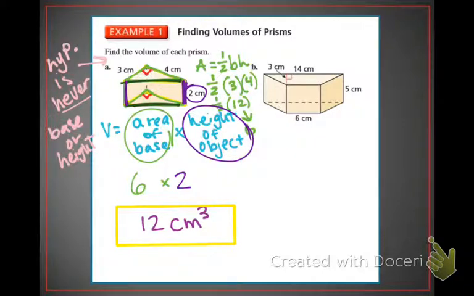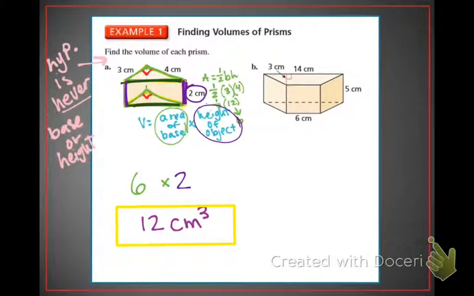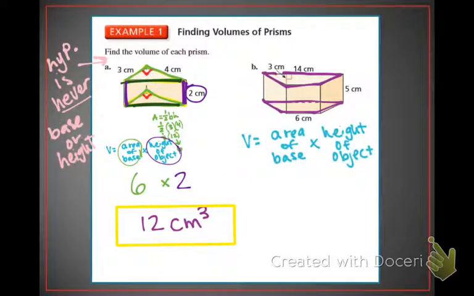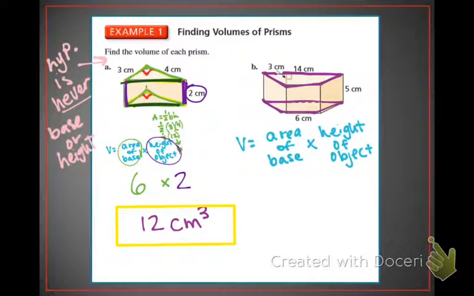Go ahead and highlight on the right. What do we think? It's going to be a trapezoid, so we have the top and the bottom. It's the same volume formula: volume is the area of the base times the height of the object. We'll use the correct area formula for a trapezoid, which is 1/2 times B1 plus B2 times the height.